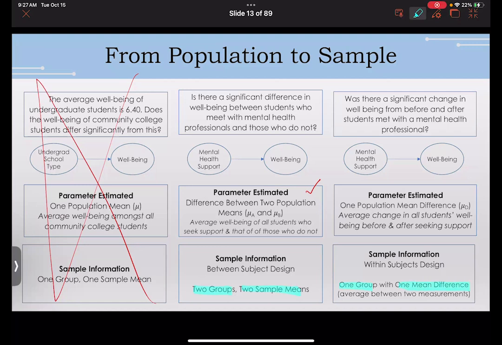Now, sometimes you're given those difference scores, and sometimes you're not. Sometimes you're given people's first measurement and their second measurement, and you need to calculate that difference score. But the important thing to know is that we've got one group with two measurements from which you can calculate a difference score. Notice it's the design that's driving what the data look like. One is between subject, one is within subject.